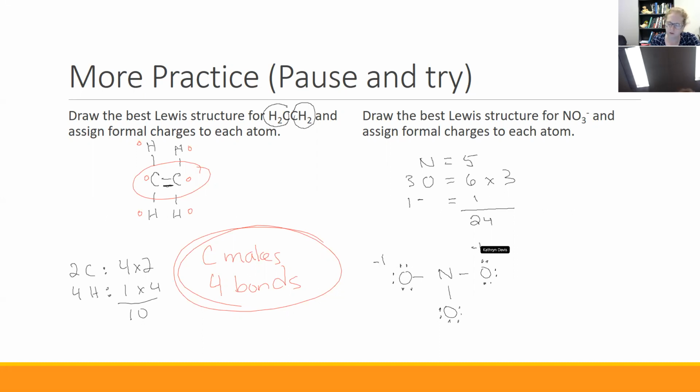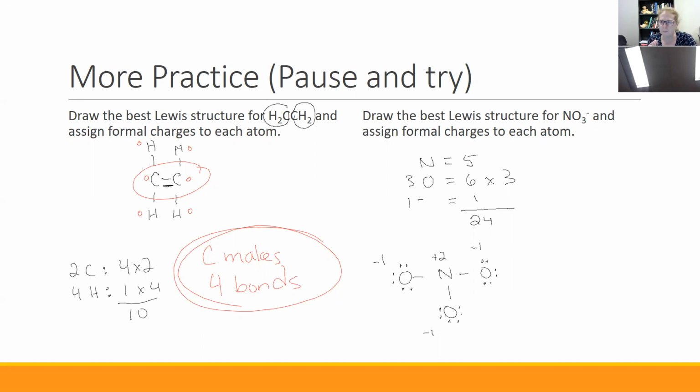When I do my formal charge check, though, this isn't very good because I've got -1s on all my oxygens, and I've got a +2 on the nitrogen. It has 5 from the periodic table, and then I can take away 3 for the bonds that it touches, and it's got +2 left. This is not a good formal charge situation.